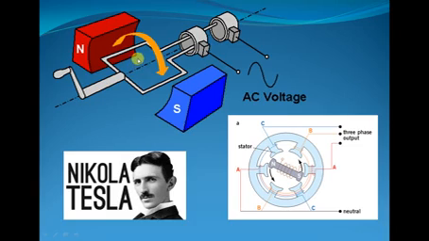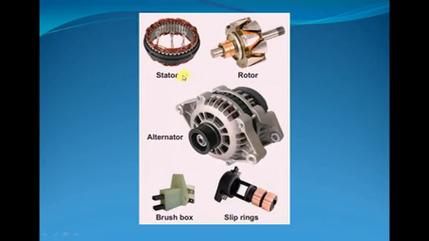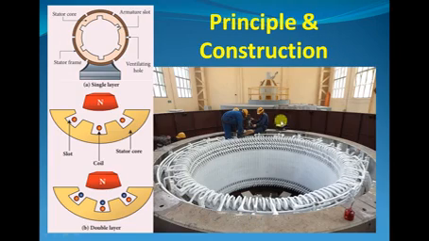Here it converts mechanical energy into electrical energy. Either the coil is rotated or the magnetic field is rotated. Here you see that the magnet is fixed and the coil is rotated. Here the magnetic field is rotated and the coil is fixed. So in this device, mechanical energy is converted into electrical energy. These are the components of the AC generator: stator, rotor, brush box and slip rings. Next we are going to see the principle and then the construction.